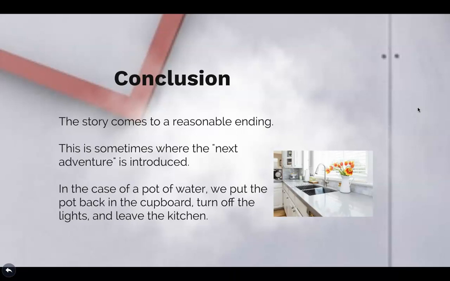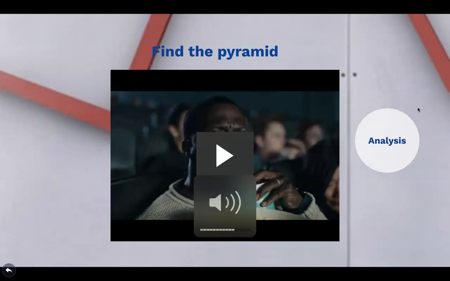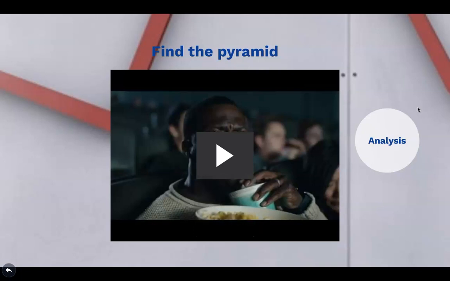Now, as you deepen in your ability to critically analyze literature, you'll find that there are many more facets to it than that. But this is a nice, easy working model that we talk about. So let's take a look at this. This is a commercial with Kevin Hart, and see if you can find the different pieces of Freytag's Pyramid here.